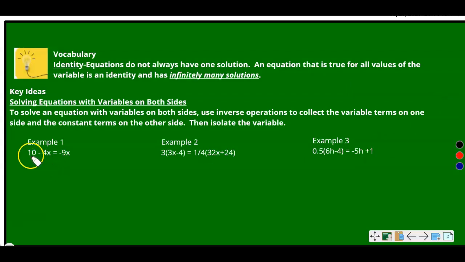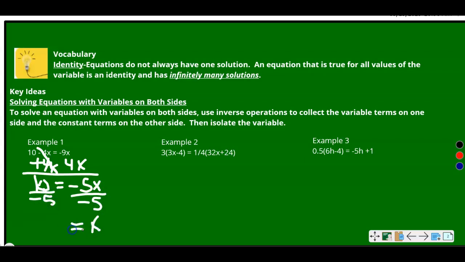All right, so example 1, we have 10 minus 4x equals negative 9x. So since there's a variable, an x, on both sides of the equation, the first thing we need to do is isolate or get the x on one side of the equal sign. All right, so let's add 4x to both sides. So that cancels here, and we have 10 equals negative 9 plus 4 is going to be negative 5. We still have an x. Now we're trying to solve for x, so we're going to divide by negative 5 on both sides.